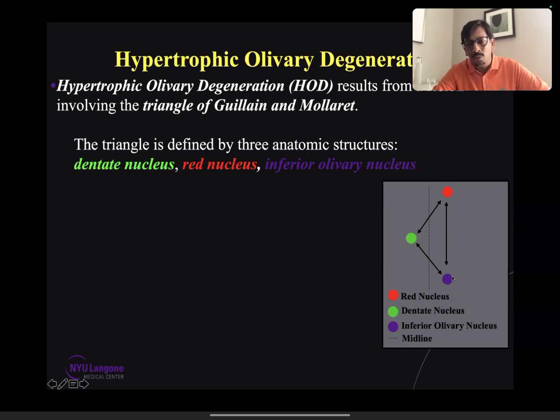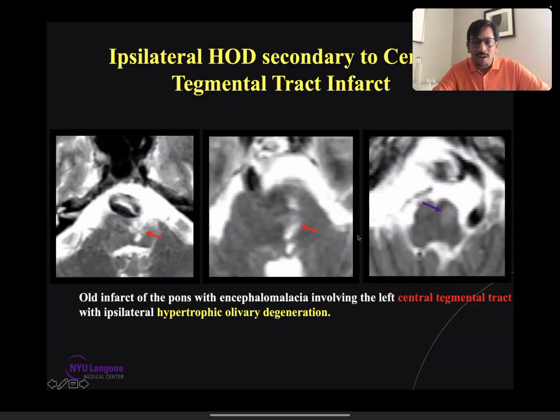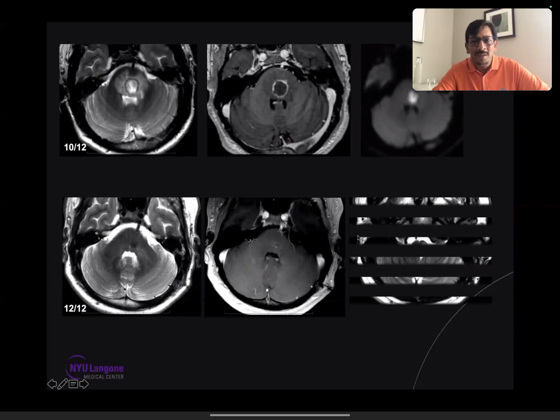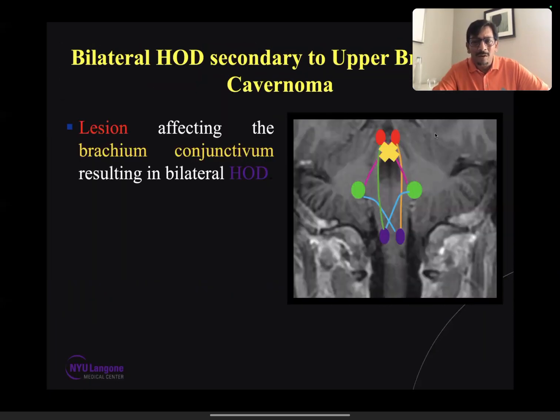A lesion in any of these triangle endpoints or triangle arms, as we call them, will lead to hypertrophic olivary degeneration of the inferior olivary nucleus, whichever side it is, right? And then there was another one which showed triangles on both sides just to complete the story here. So just to show you these two triangles, how they are connected, just cartooning. You will find better examples on Google or on the internet for sure.